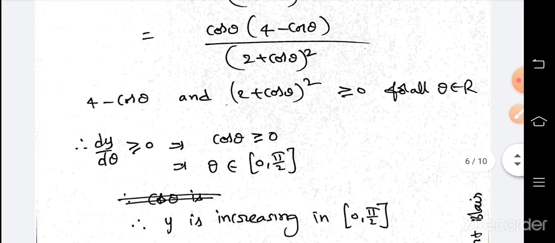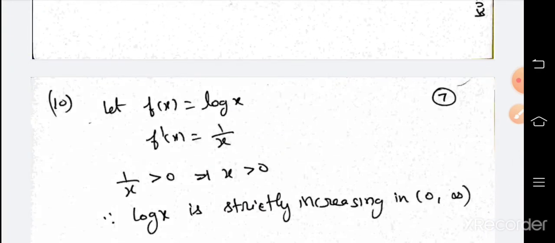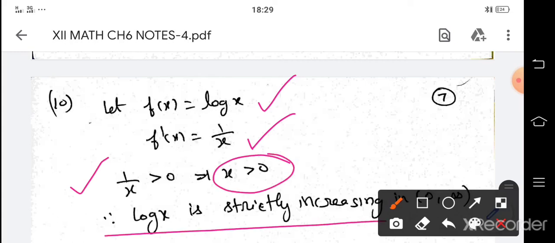Okay. Next, 10th question, f of x is equal to log x, then prove that this logarithmic function is increasing in 0 to infinity. Actually the domain of the logarithmic function is only 0 to infinity. So f of x is equal to log x, f dash of x is 1 by x. 1 by x is greater than 0 for all x greater than 0 only. So log x is strictly increasing in x greater than 0, which is nothing but the open interval 0 comma infinity, hence proved.